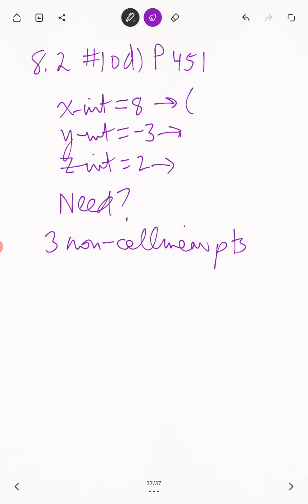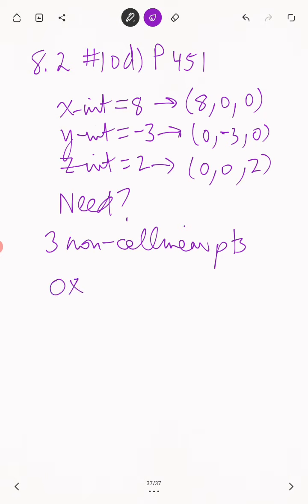So first thing, let's write these intercepts as points. If it's the x-intercept, then y and z would be 0. If it's the y-intercept, then x and z are 0. And if it's the z-intercept, then x and y are 0. We only need one position vector for the vector equation of a plane, so we can choose any one of the three, doesn't matter. I'm going to choose OX, let's call it, using the x-intercept. And so it would be 8, 0, 0 minus 0, 0, 0, which is the position vector 8, 0, 0.